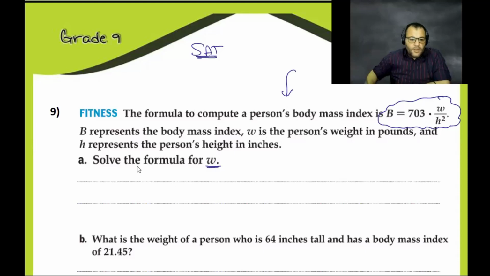I will write here P equals 703 times W over H squared, because we need to solve for W. So I will write W at the left hand side and all of the expression at the right hand side. At first, I'm looking for the bracket and the power.